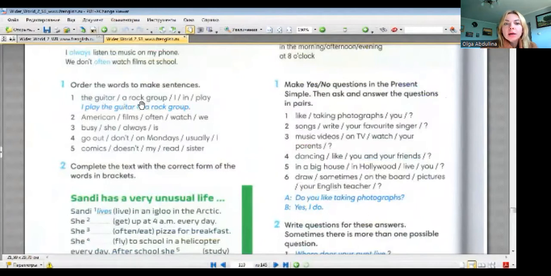So, the guitar, a rock group, I in play. The result is, I play the guitar in a rock group. Then number 2, American films. American films often watch we. So who? We. Then we have watch. But note, we've got also often. А ми з вами пам'ятаємо, що якщо дієслово має значення, then it's going to be at first often and then watch. So we often watch American films.